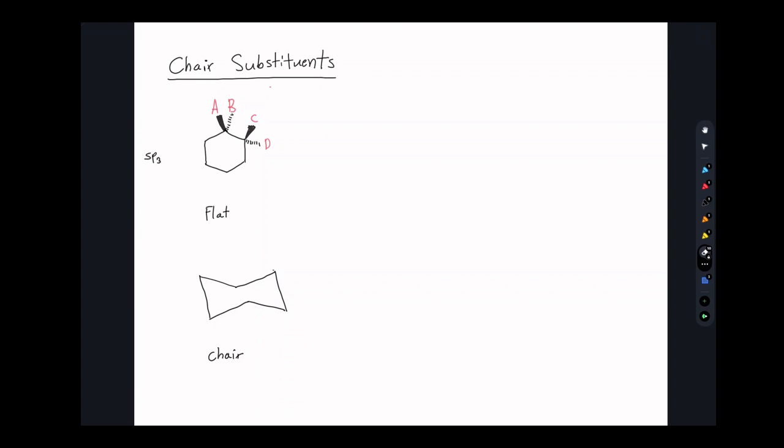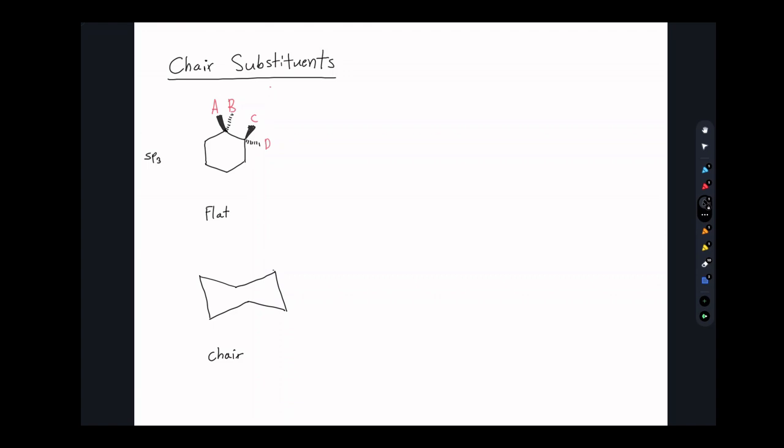Welcome to lecture 5.7. Here we're going to discuss the substituents on chairs and how we can understand them compared to the flat projection. So looking at the flat projection first, remembering that we're dealing with alkanes, which are sp3 hybridized, here we're going to draw each carbon with two straight lines, one wedge and one dash, like we see here.